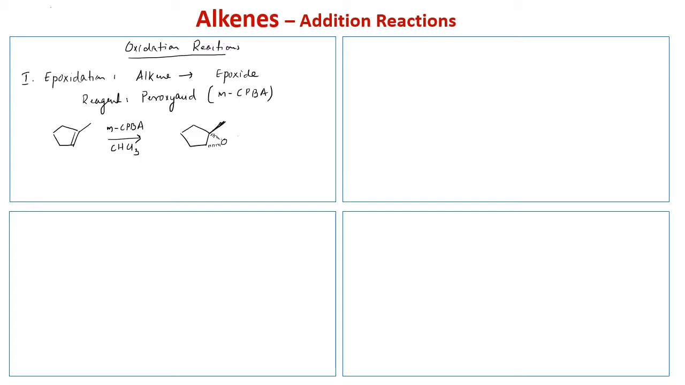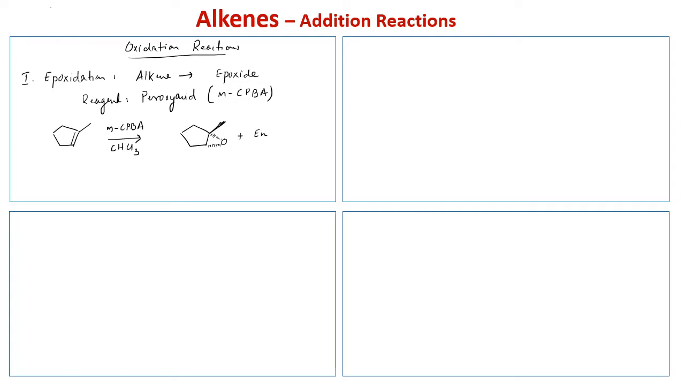This plus its enantiomer is what we're going to make. So you add the oxygen, and it's a three-membered ring that's formed. So it's an ether. An epoxide is basically a three-membered ring containing an oxygen. Okay, so that's the epoxidation reaction.